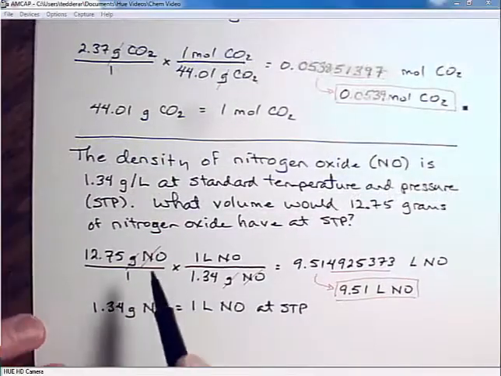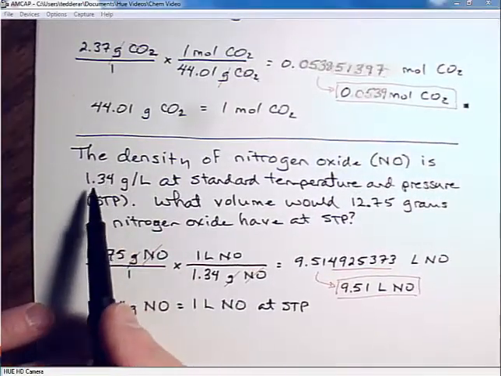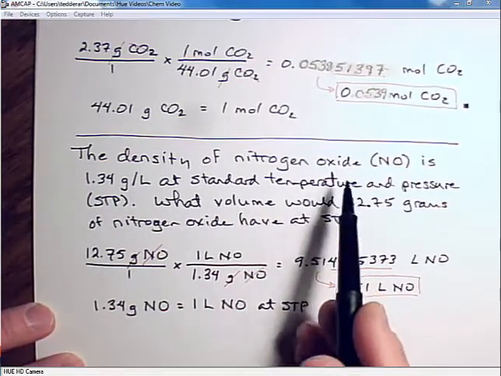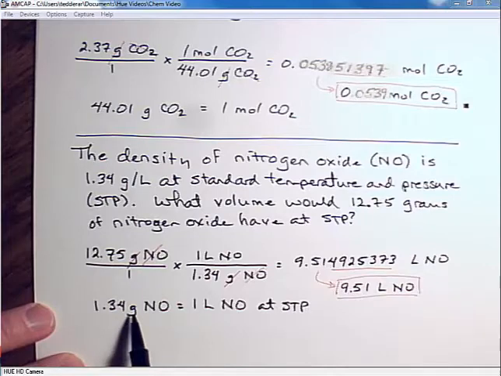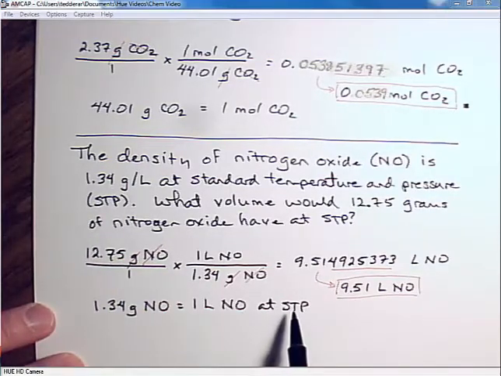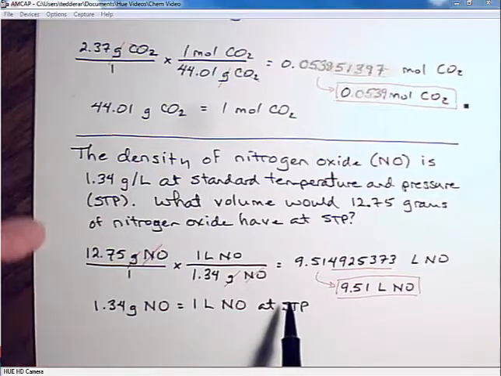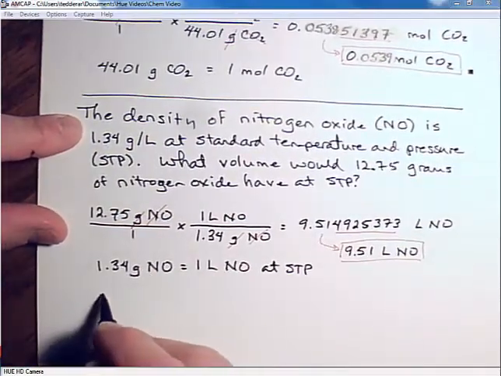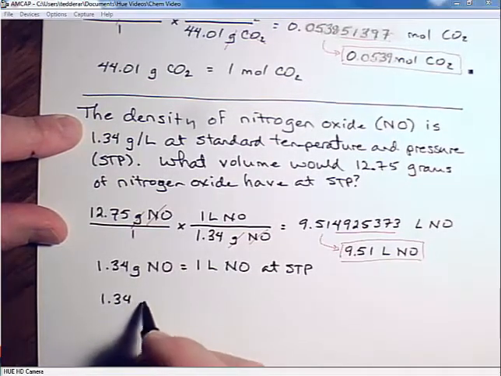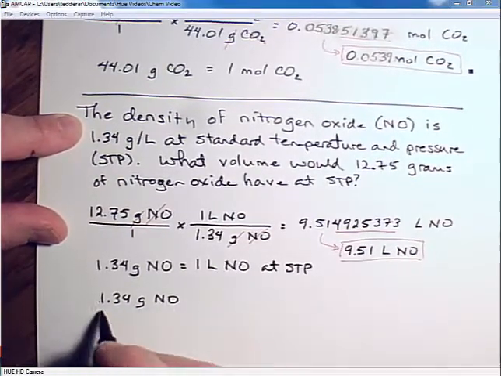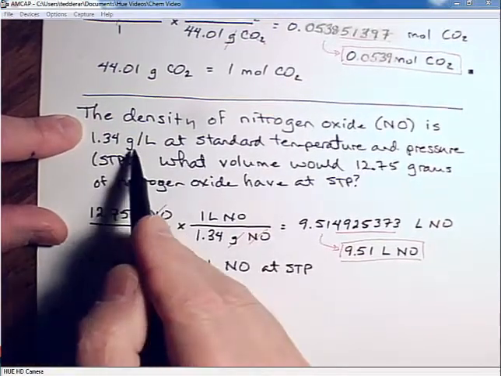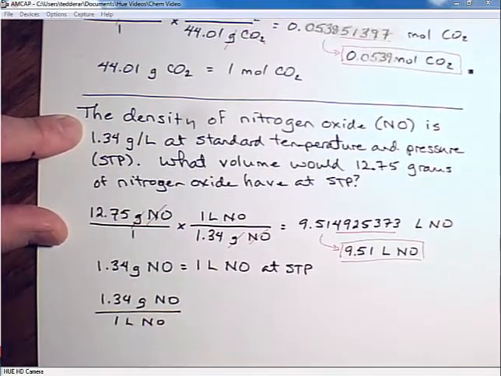The important thing is that you know that 1.34 grams per liter of nitrogen oxide means there's 1.34 grams of nitrogen oxide in 1 liter of nitrogen oxide. And the reason you know that is you can rewrite this fraction like this. So grams per liter means grams per liter in this fashion.